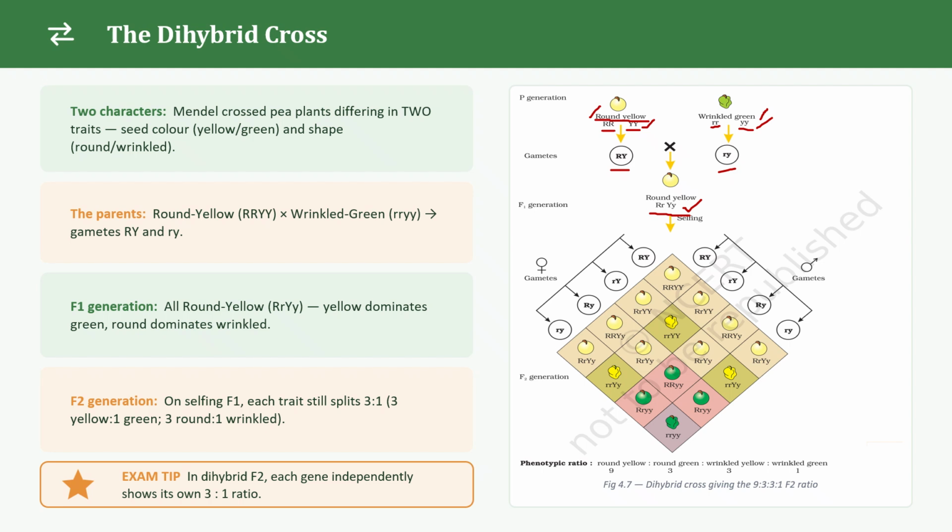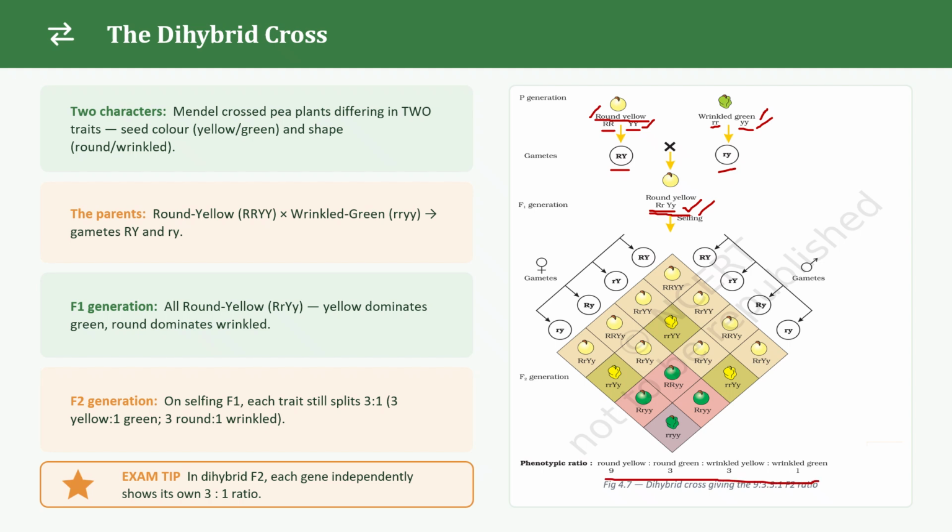Then what he did was selfing. He did selfing of this one. Then he observed that seed color segregated in 3 yellow is to 1 green, and also the seed shape segregated in 3 round is to 1 wrinkled. Yes. So what is the ratio over here? It was in the ratio of 9 is to 3 is to 3 is to 1.